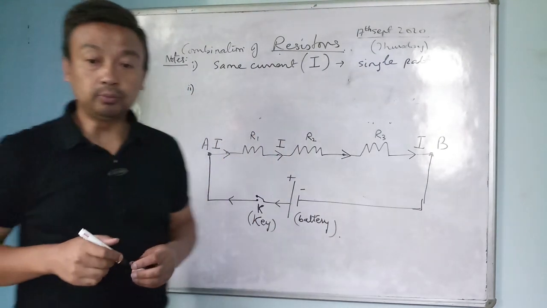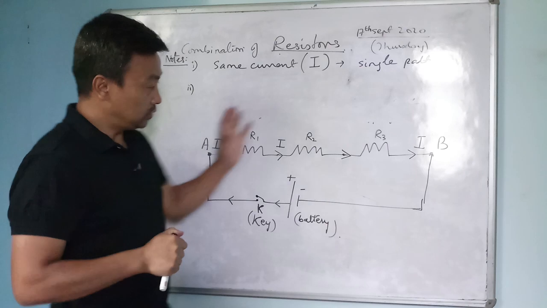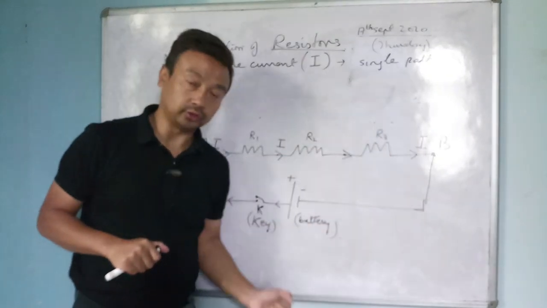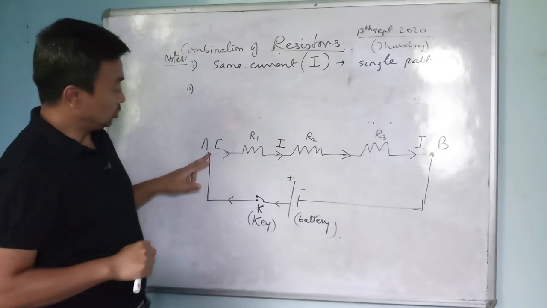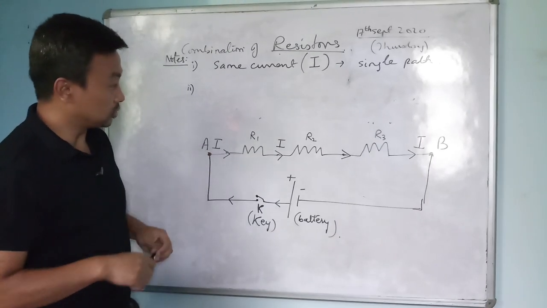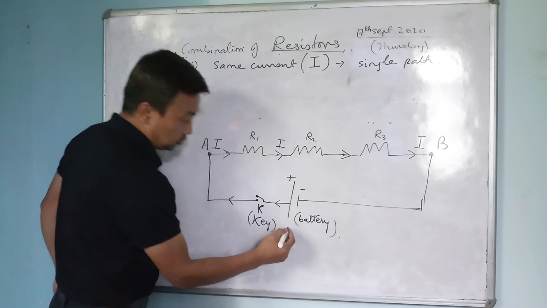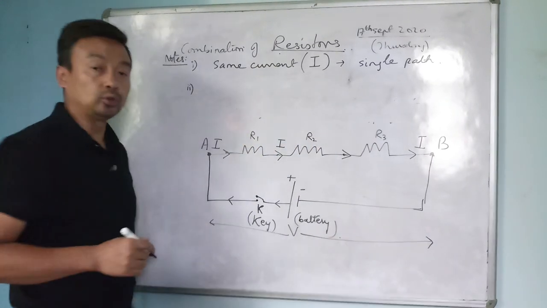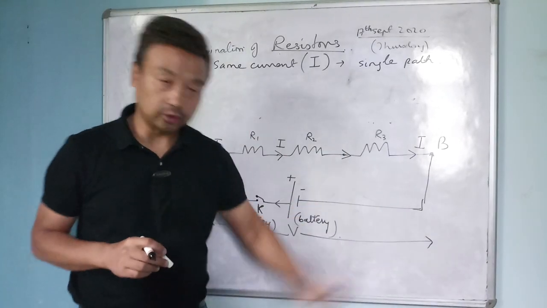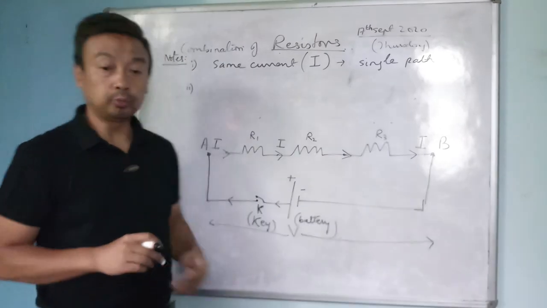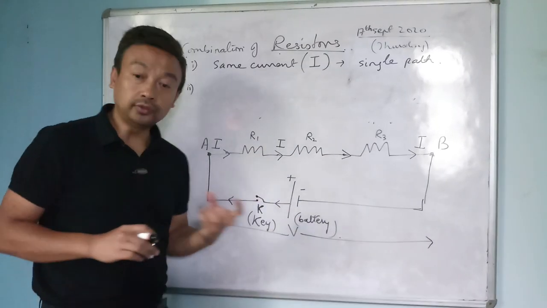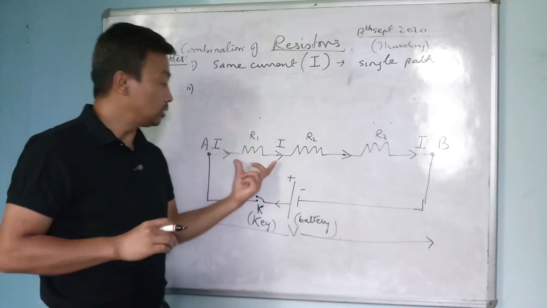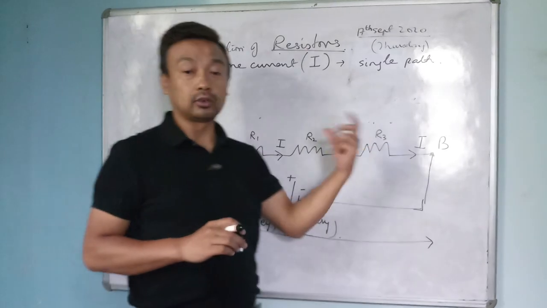Now the second point is that if you take the total potential difference of the entire circuit, the potential difference of the circuit will be V. Suppose this is the total potential difference of the entire circuit, and we observe that this potential difference of the entire circuit will be equal to the sum of the potential difference across each resistor.